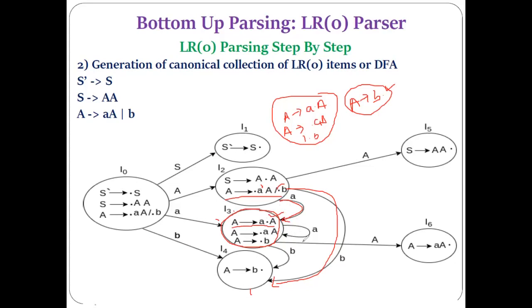If you apply the goto, you have to move the dot from left of this non-terminal A to the right, and we'll get this state. Okay, goto on the non-terminal A. This is another final item we have got, I6.